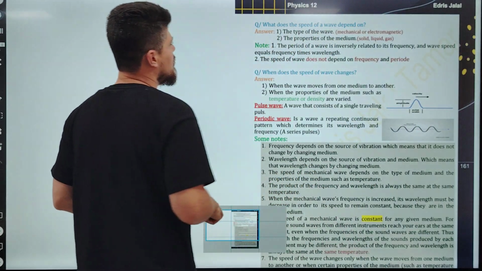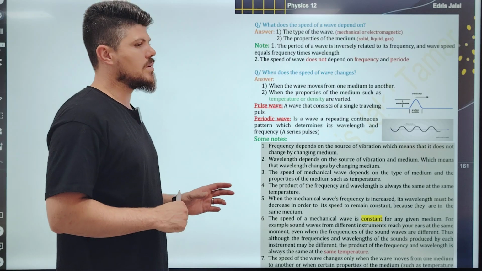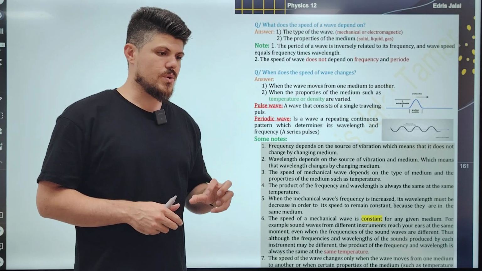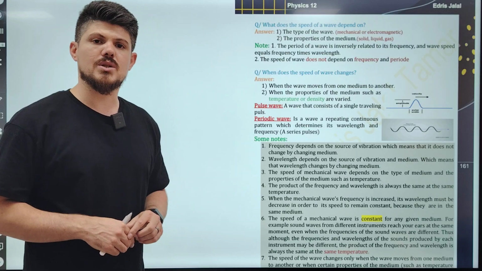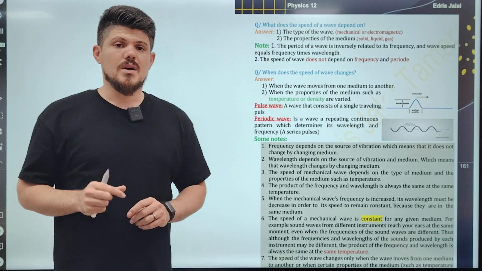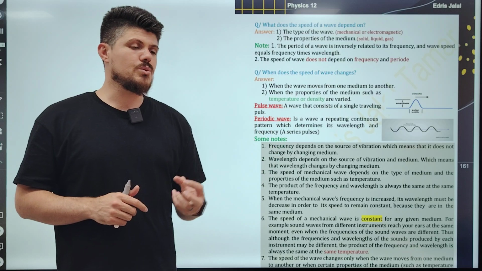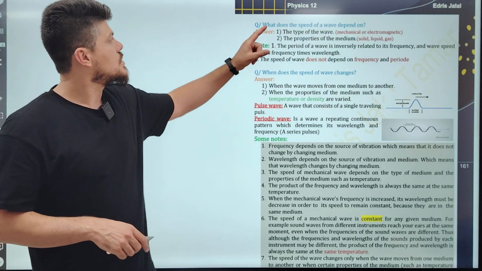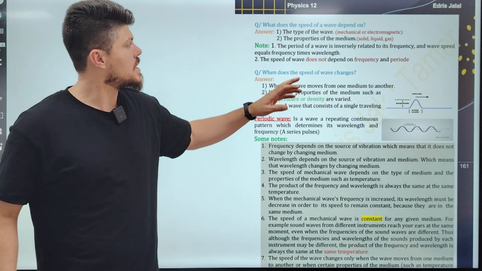Look at this question. What does the speed of the wave depend on? Don't say it depends on the frequency and wavelength. Why? Because frequency and wavelength change together at constant speed. In a given medium, when frequency increases, what happens to the wavelength? Wavelength decreases, but speed doesn't change. So that is why it does not depend on the frequency and the wavelength.